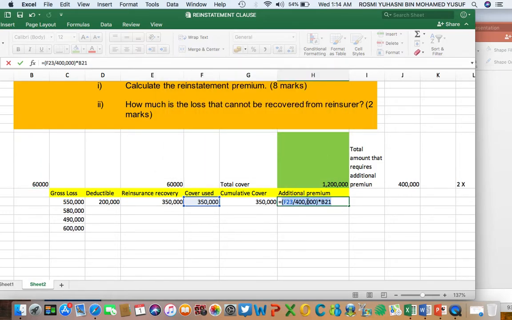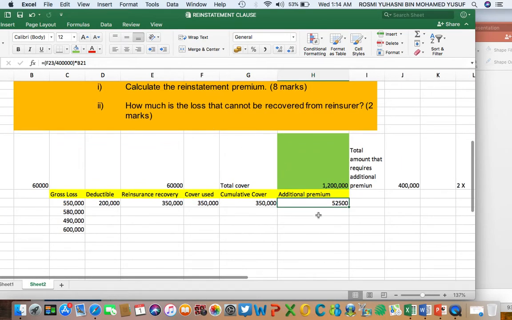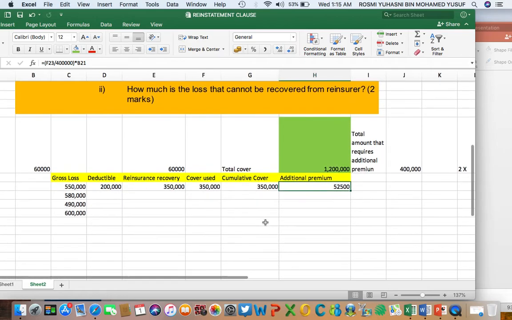Okay, I know what's wrong with this. Cannot put comma. Okay, so the additional premium to reinstate the cover of this 350,000 is 52,500. So how do you get that 52,500? It's equal to cover used divided by maximum cover times the annual premium of 60,000. Okay, let's move to the second claim.